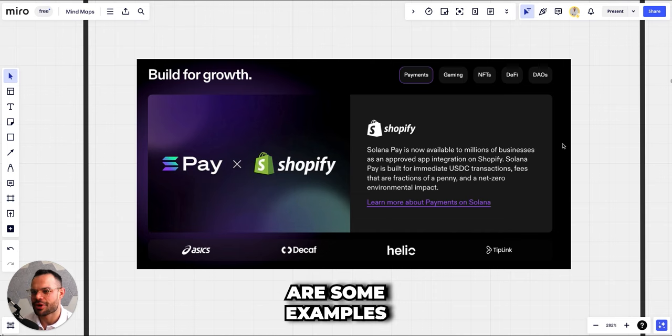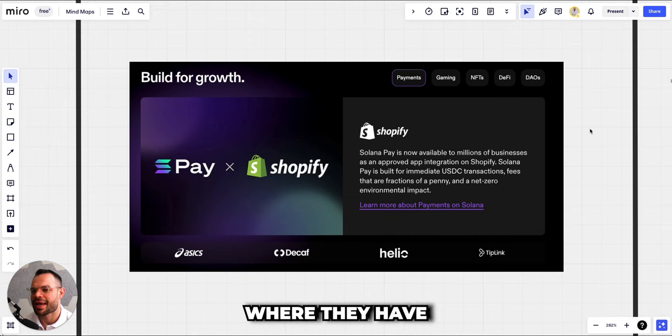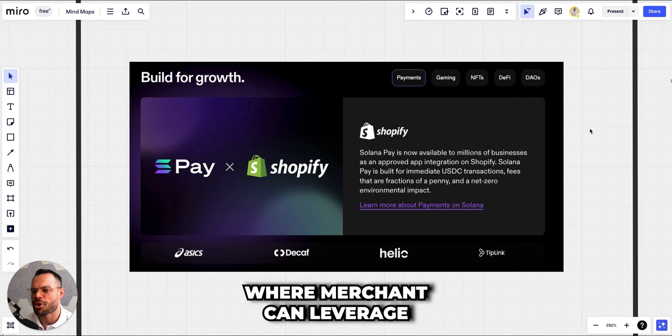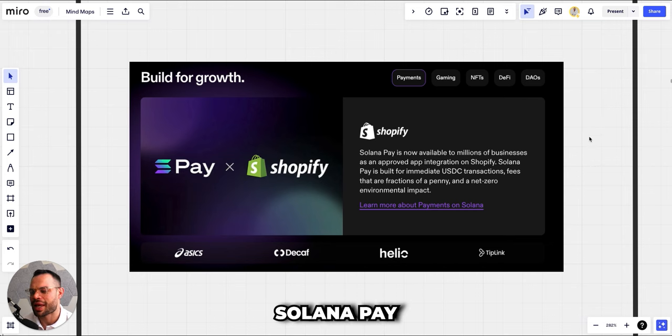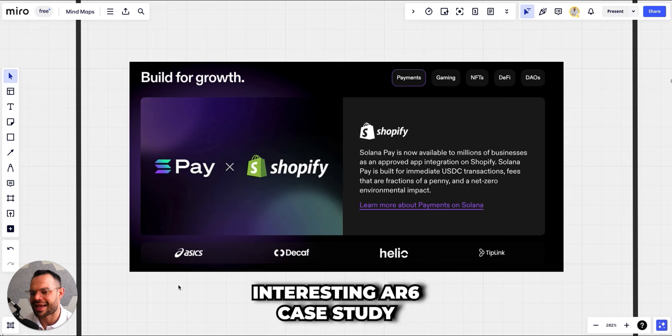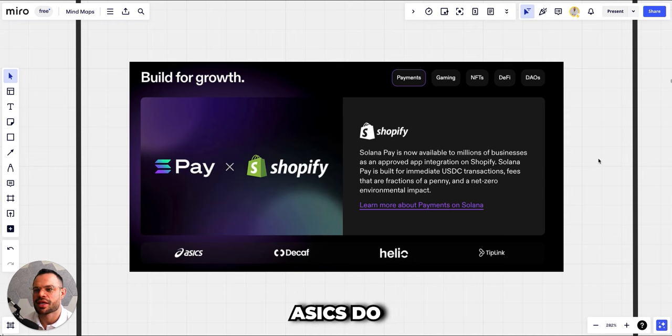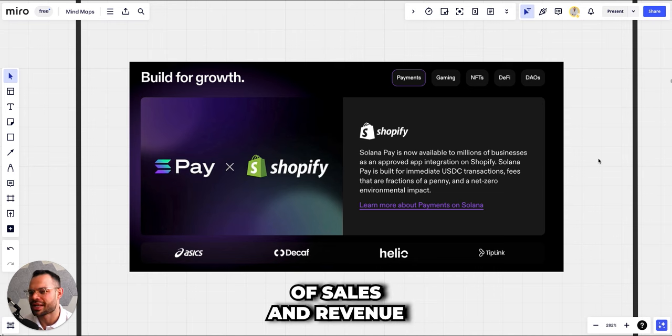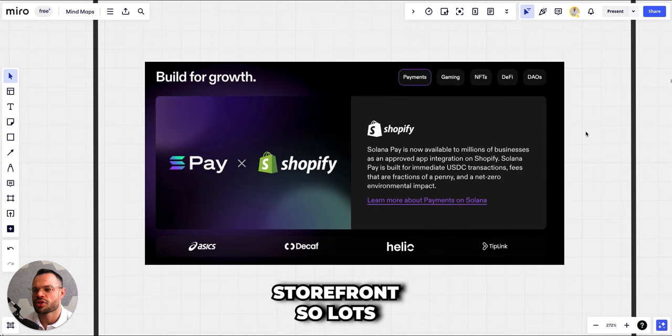Highlighting on their website here some examples for payments, where they have a native application on Shopify now where merchants can leverage Solana Pay and allow their customers to check out in Solana, pay in Solana and cryptocurrency for their products directly. They've got an interesting ASICS case study where they helped ASICS do a whole bunch of sales and revenue within the first few weeks of them setting up Solana Pay on the ASICS storefront. So lots of different use cases.